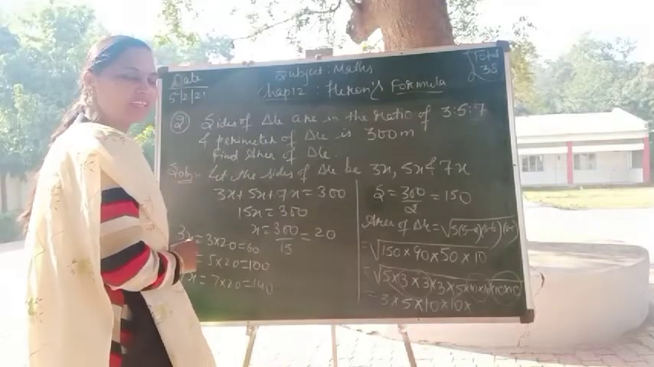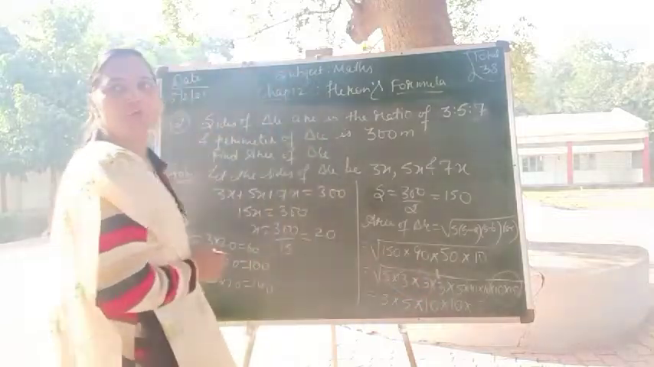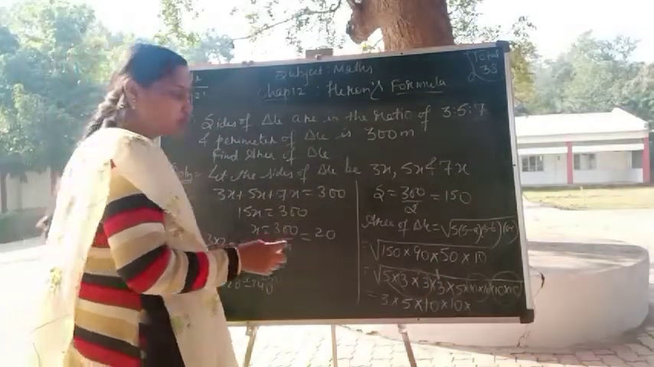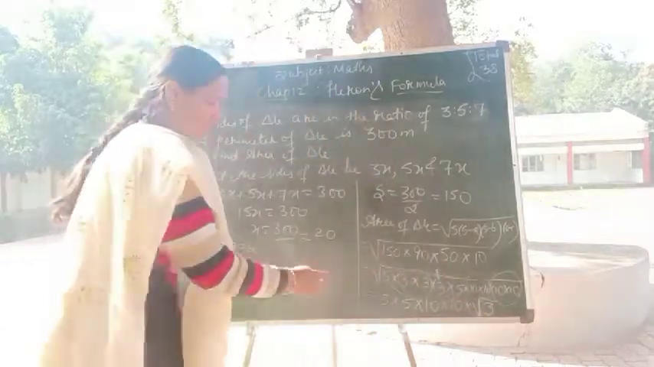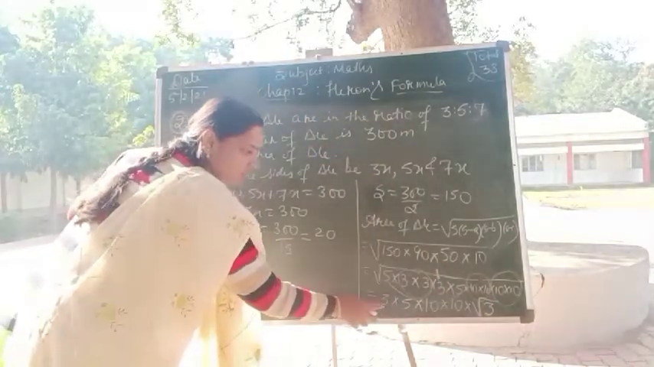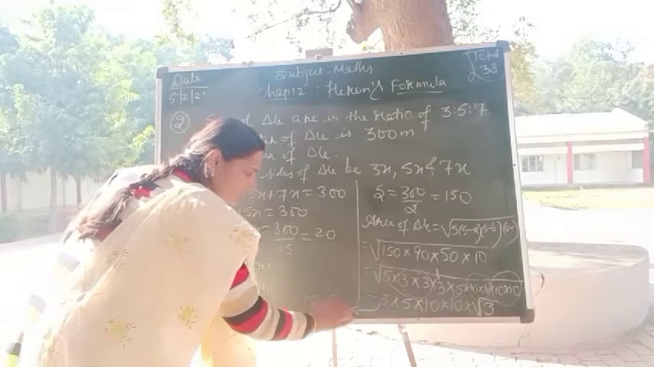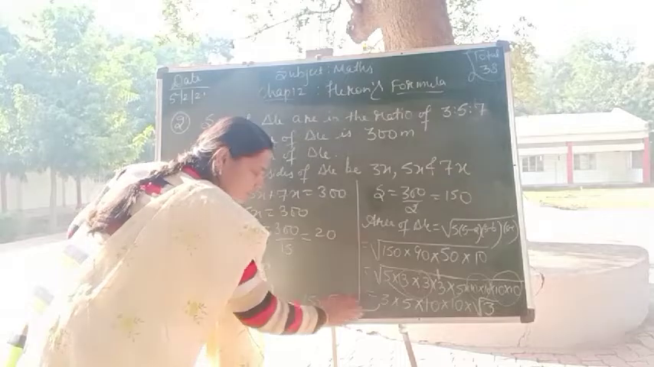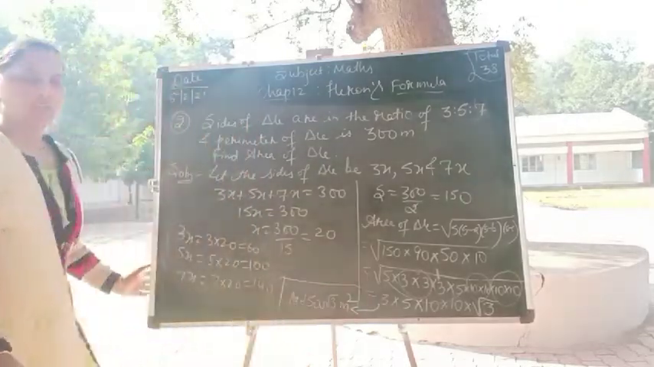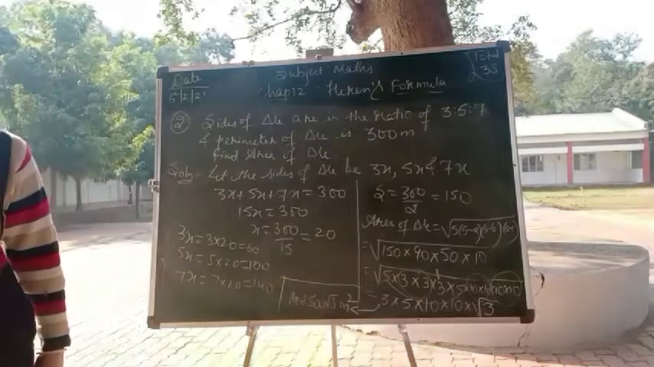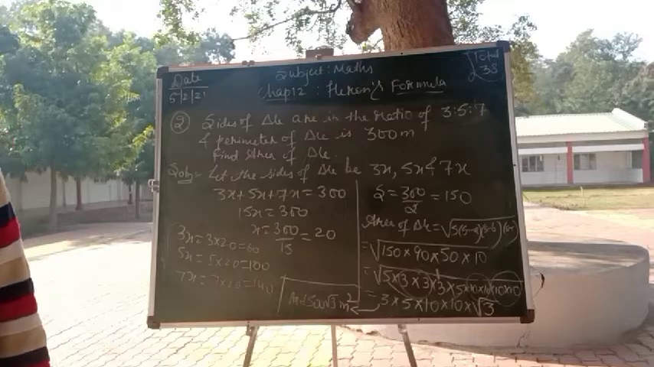So what is left inside? 3. This 3 is unpaired. No partner is there for 3. Alone it is left, so it will be as it is. 3. So now, what is this? 3 5s are 15, 1500 root 3 meter square. Area is 1500 root 3 meter square. So this is the application of Heron's formula. Clear? Yes, ma'am.